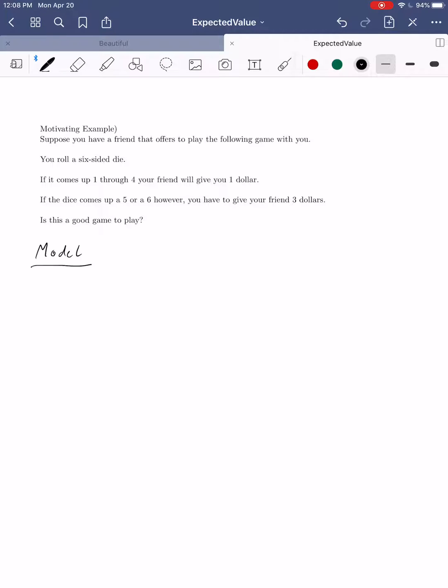In terms of a probability model, remember that means we have to talk about the outcomes and their associated probabilities. Keep in mind here, there are only two outcomes. You either win or you lose. Now, we can think a little bit about what those are worth to you. Winning, of course, means that you would gain $1 here, and losing, of course, would mean that you would lose $3. Now, what are the probabilities here?